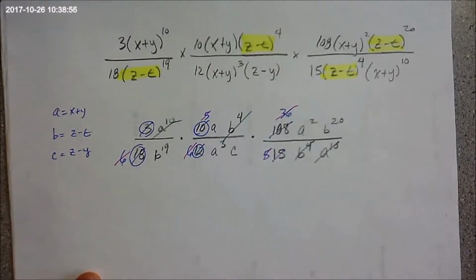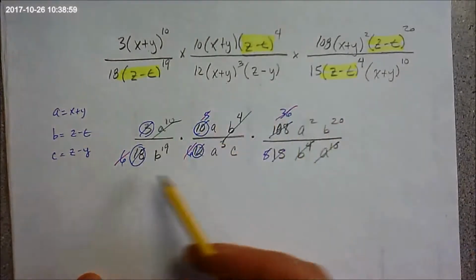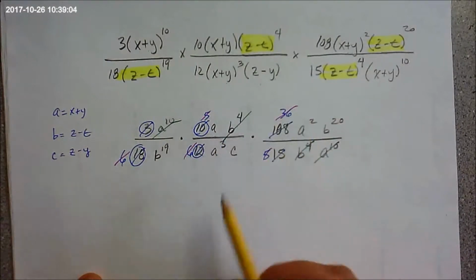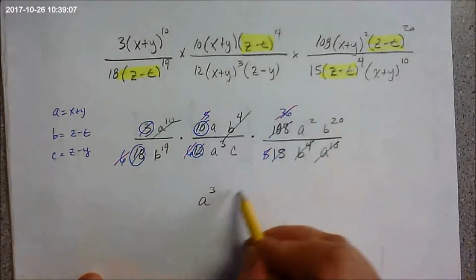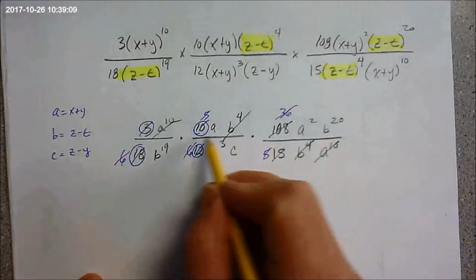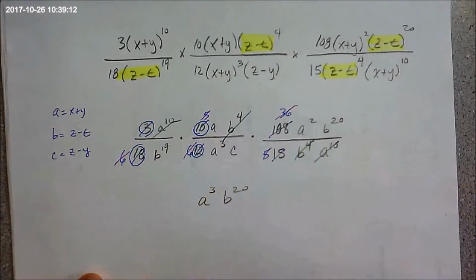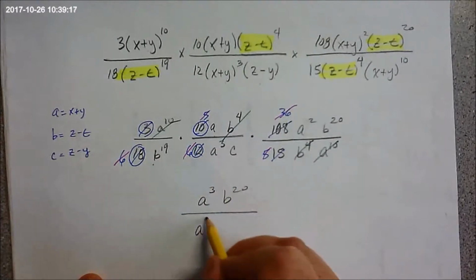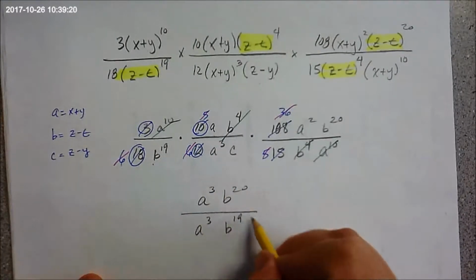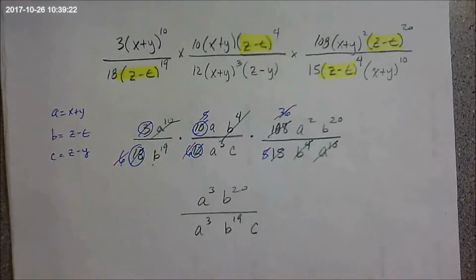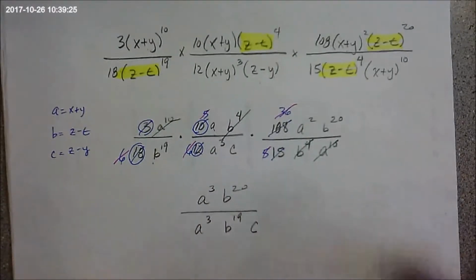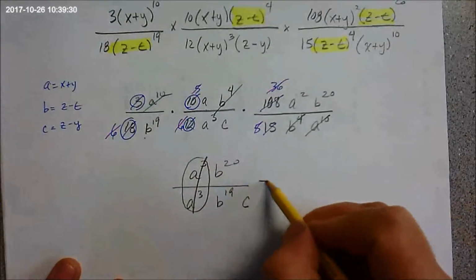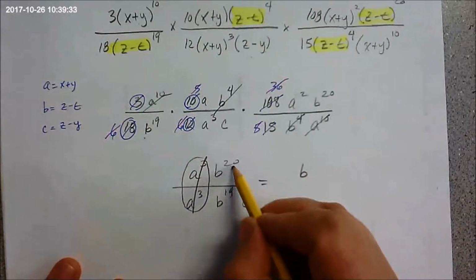We could, but since I got so much stuff scratched off already, I'm just going to rewrite what we have. So I have a and a squared. That's a cubed, right? B to the 20th. Did I miss anything up here? No. That's it, right? Okay, now here I got a cubed, b to the 19, and c. Is that right? Yes. Did I miss anything? No. Okay. So these reduce and make 1. That's 19 subtracted from 20 is 1.